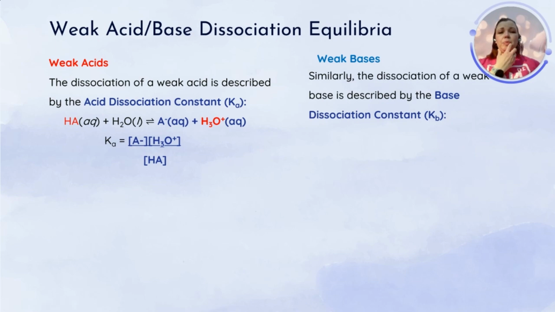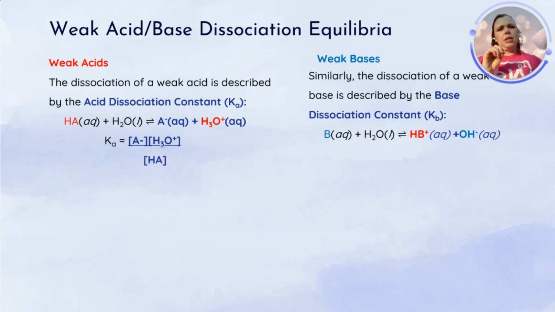Similarly, the dissociation of a weak base is described by the base dissociation constant. As you can see, the equation is written here where B is that weak base, and then we add water. A weak acid and a strong acid actually work pretty similarly in that they both produce hydrogen ions. Bases in general are hydrogen ion acceptors, and so that base actually pulls the hydrogen off of water. And so that's how the hydroxide is formed, and the hydroxide ion is, of course, the basic particle.